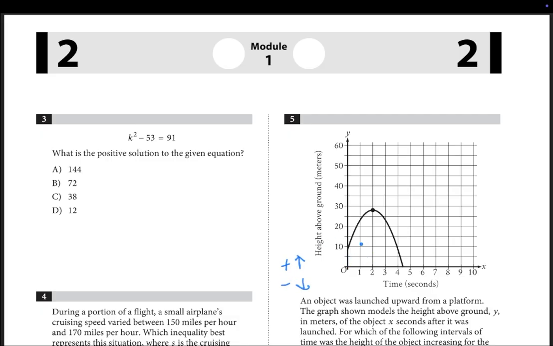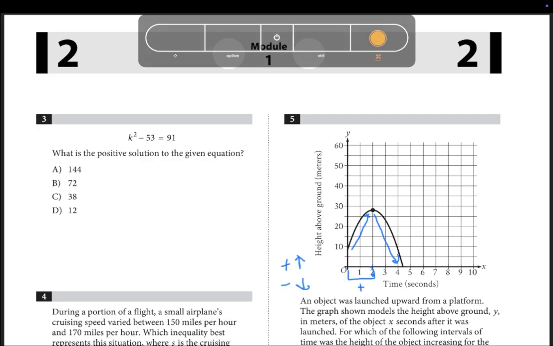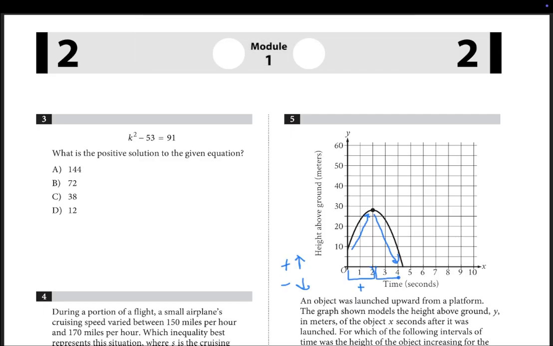So we can see from 0 to 2, we have a positive slope with our line going up, and from around after 2 to 4, we have a negative slope. So we know we're looking for a positive slope, which means that our height is increasing. So our answer is going to be between 0 and 2.